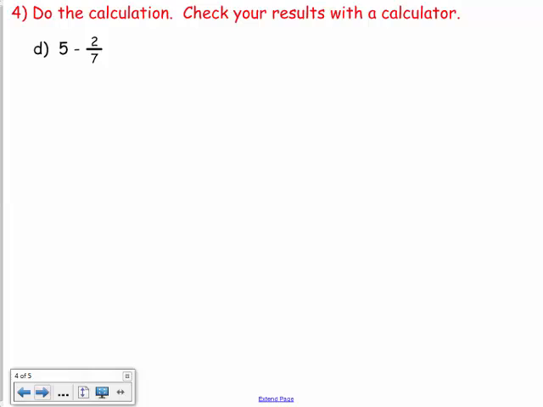Another thing, just like we did the other day, it says do the calculation. Check your results with a calculator. So I want you to try this without a calculator first. Okay? I'll be walking around, checking it out, making sure they're not using it right off the bat. So if we take a look, we have subtraction. Well, think about that rule we talked about yesterday. You need a common denominator for subtraction.